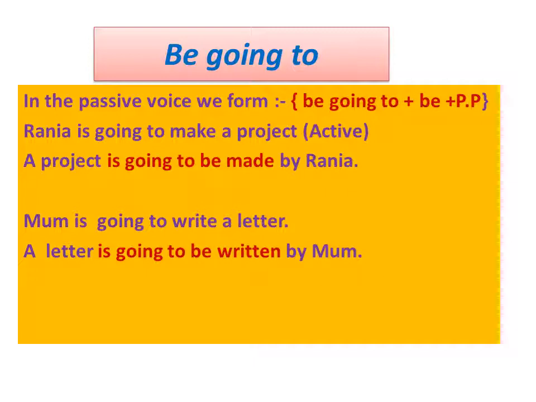So the one who did the action is mentioned here. Mom is going to write a letter. A letter is going to be written by mom. So the same way, you add going to if it is am or is or are according to the object. Then we add be plus the past participle form. And at the end of the sentence, you can add the one who did the action, the agent or the doer.